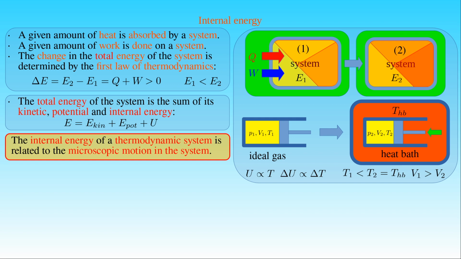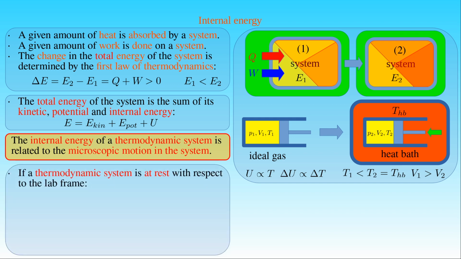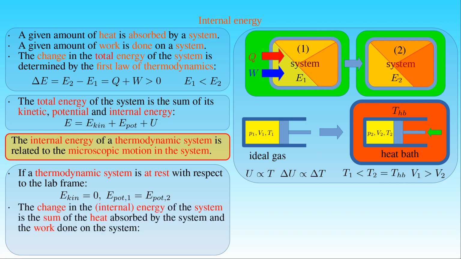Let us suppose that the thermodynamic system is at rest with respect to the frame of reference attached to the laboratory where we study the system. Then the kinetic energy of the system vanishes and its potential energy is constant. Therefore, the difference in the total energy of the system in the state 2 and the state 1 reduces to the difference of its internal energy in those states. As a result, the first law of thermodynamics states that the change of the internal energy of the system is given by the sum of the heat absorbed by the system and the work done on the system, that is, delta U, defined by U2 minus U1, is equal to the heat Q plus the work W.